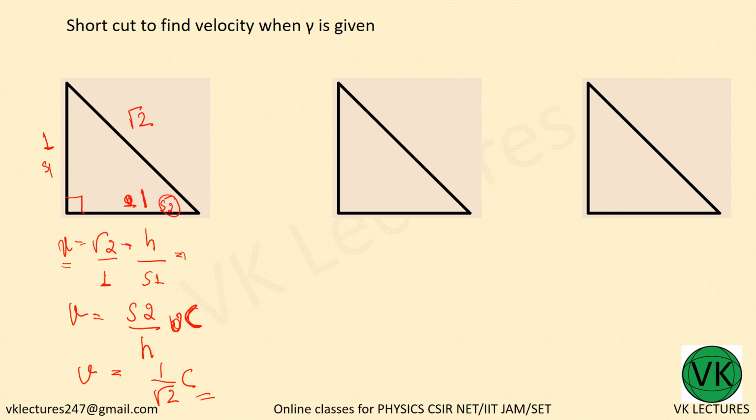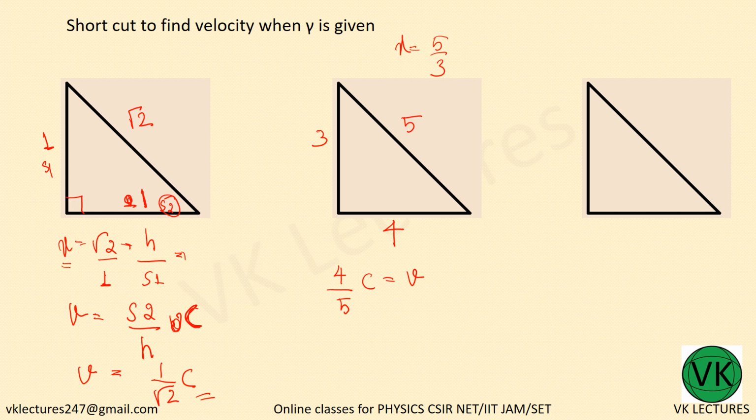Another example: let us take gamma equal to 5 by 3. We know 3, 4, 5 is a Pythagorean triplet. So 5 is the hypotenuse, 3 is one of the sides, and the other side will be equal to 4, right? So 4 by hypotenuse into c is equal to v. So this is the speed of the particle when gamma equals 5 by 3.